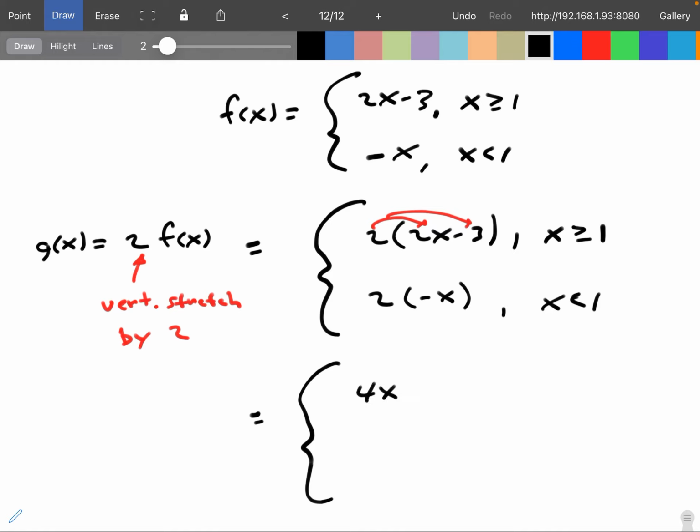So then we just simplify this. Well, all we got to do to simplify this, right, is we just got to distribute right here. And then we'll be done with this one. So if we distribute that, we got 2 times 2x, that's 4x. And then 2 times the negative 3 is negative 6. And that's where x is greater than or equal to 1. And then the bottom one is just 2 times negative x, which is negative 2x. And that's where x is less than 1. And then that one's done. So then we got 6 of them done. We only got 2 more to go.